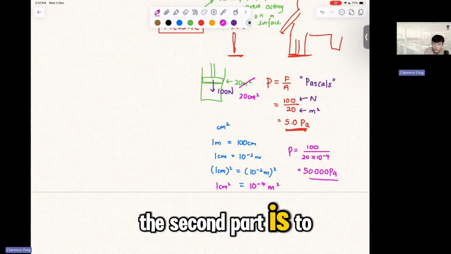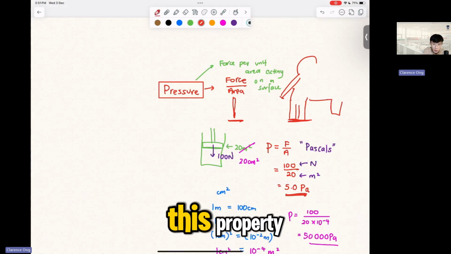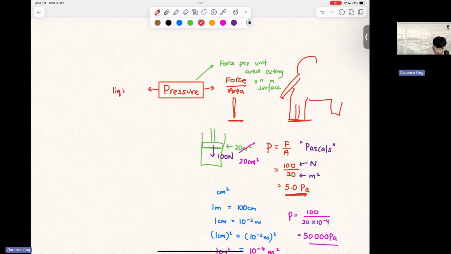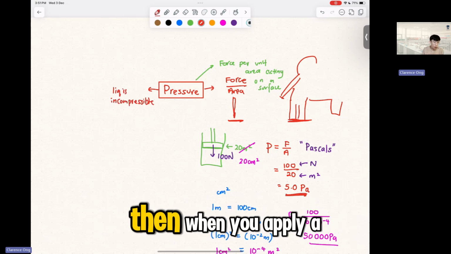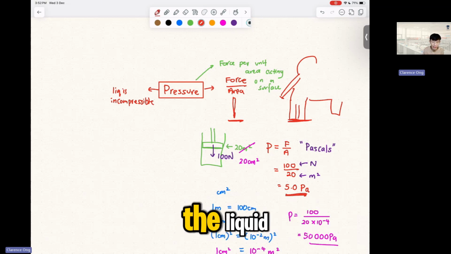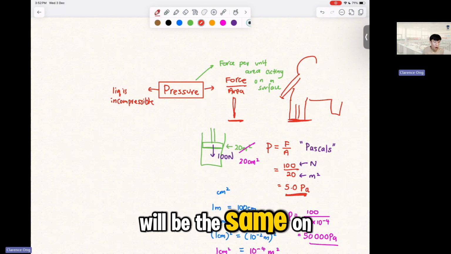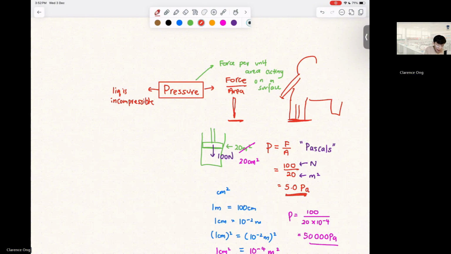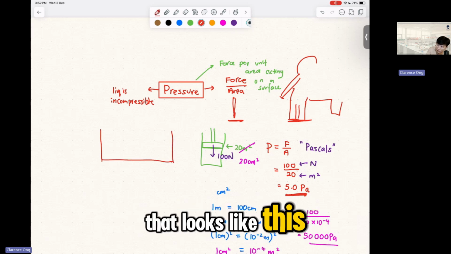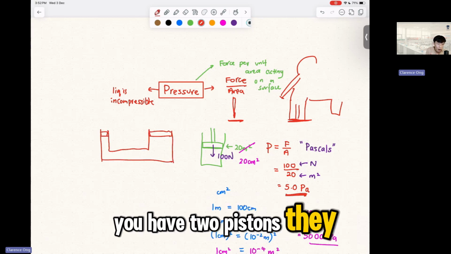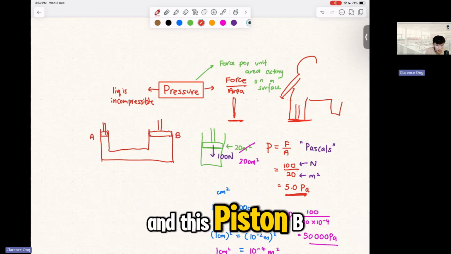The second part is to learn about hydraulic systems. A hydraulic system makes use of the property that liquid is incompressible. If liquid cannot be compressed, then when you apply a pressure on one end of the liquid, the pressure increase will be the same on the other side of the liquid. It's best illustrated using an actual hydraulic press that looks like this. You have two pistons. They are of different areas. Let's call this piston A and this piston B.